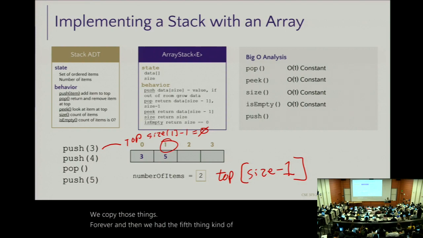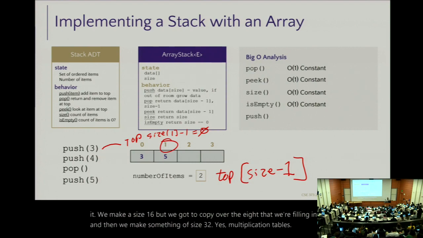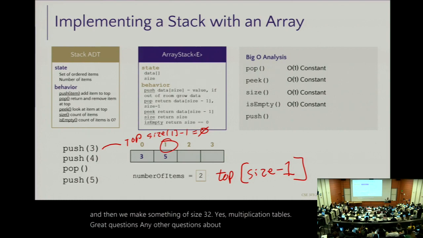Yes. Once we get to the end of that size 8 array, we double it. We make a size 16, but we've got to copy over the 8 that we're filling in, and then we make something of size 32. Yes, multiplication tables. Great questions. Any other questions about this? Because this is very inherent to the functionality of arrays under the hood generally.